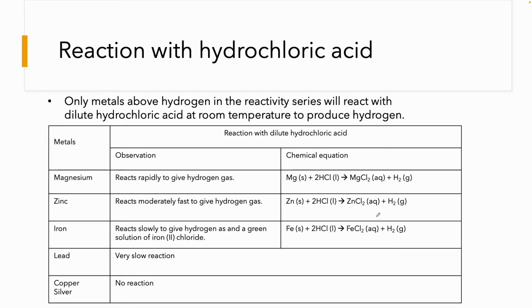Magnesium reacts rapidly with acid to produce hydrogen gas. Zinc reacts moderately fast, iron reacts slowly, and lead gives a very slow reaction, while copper and silver have no reaction with acid. That is the knowledge we need about the reaction of metals with hydrochloric acid.